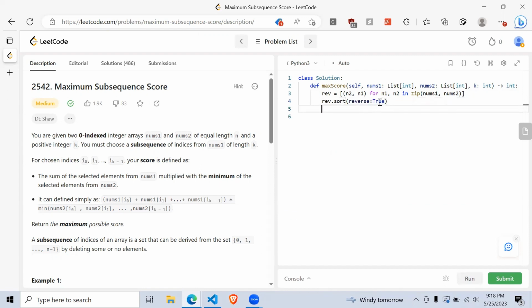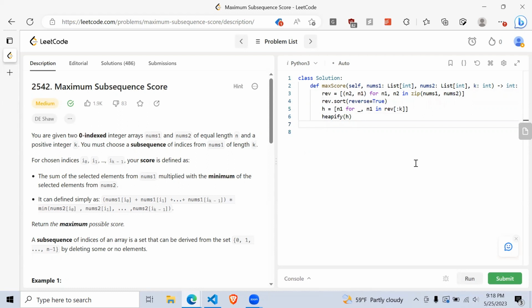And then let's build the heap from here. So we'll call it H for the heap. And this is going to be, of course, n1 for n2, n1 in reverse, and we'll pick the first k for now. Okay. Now that we have that, we have to actually heapify it. Can't forget that.